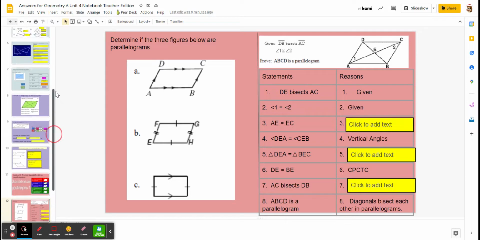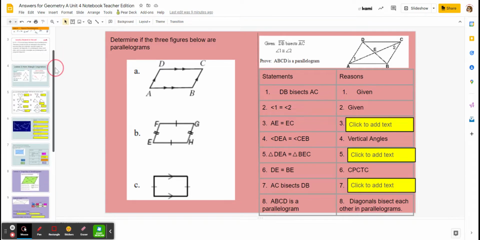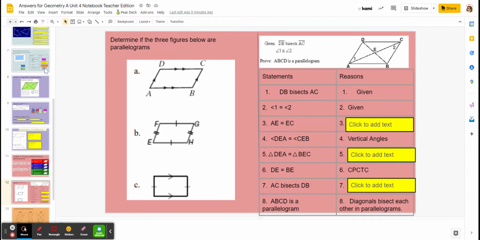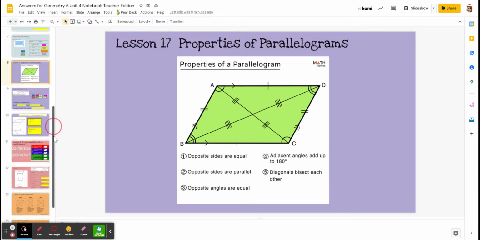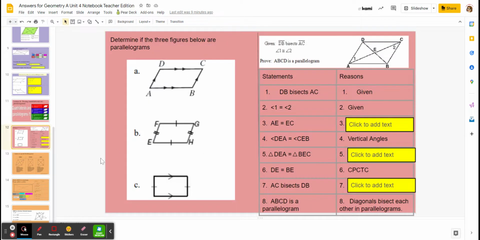So if we look at those properties of a parallelogram again, opposite sides are parallel. So yes, that is one of the options to prove that it's a parallelogram. So this first one, yes, it's a parallelogram. The next one, opposite sides are congruent. Again, that is a yes. And the last one, notice we have one pair of parallel sides and one pair of sides that are congruent.